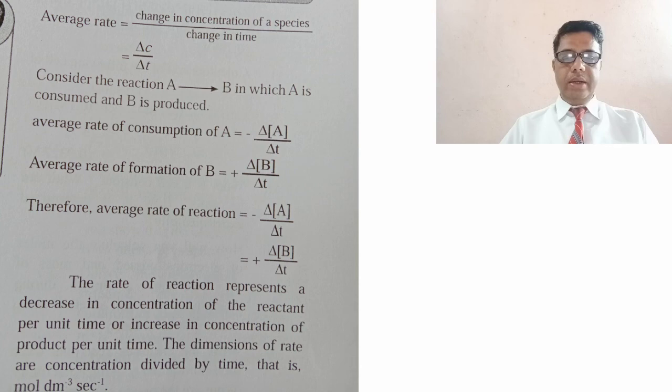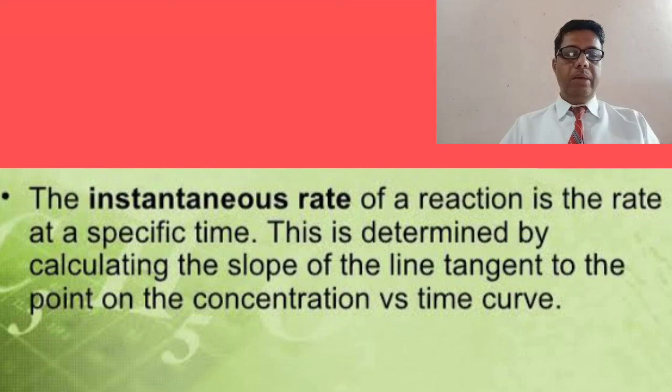Now next, instantaneous rate of a given chemical reaction. So what is the instantaneous rate? It is the rate of a chemical reaction at a particular instant, or over a very small time interval through which we measure the rate of the given chemical reaction. Particularly, we say it is the instantaneous rate, or the rate at a specific time. So how is it calculated?